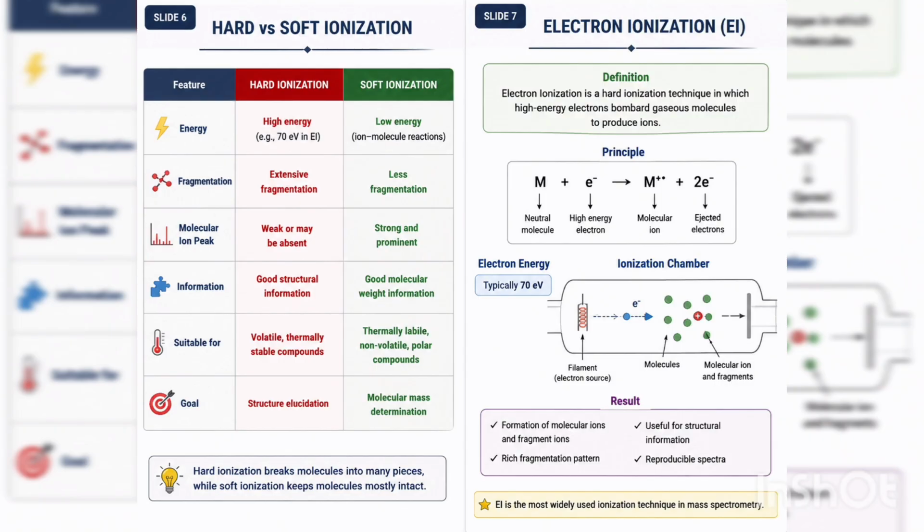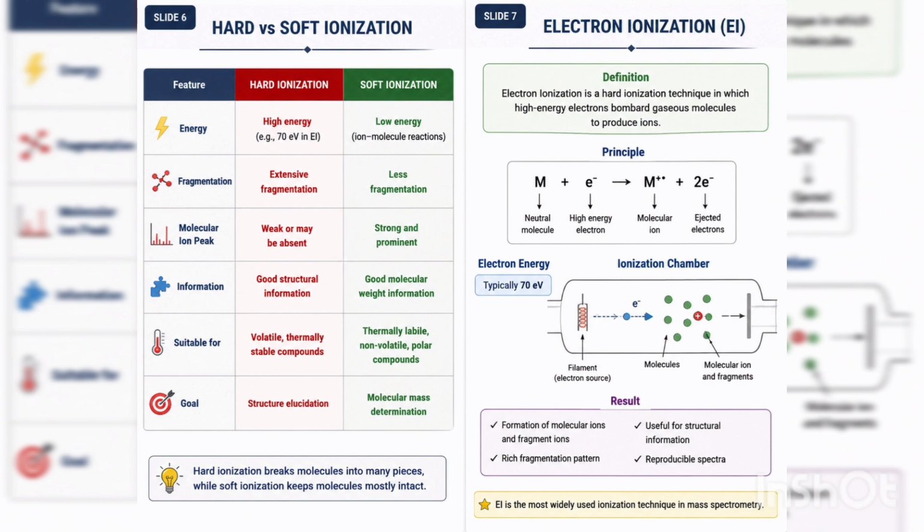On the other hand, in soft ionization, less internal energy is deposited into the molecule. Therefore, fragmentation is much less. The molecular ion or related molecular species is usually much more prominent. This is particularly useful for determining molecular mass. So, remember this exam trick. Hard equals breaks more, soft equals stays more. EI is generally considered a hard ionization technique, whereas CI is a soft ionization technique.